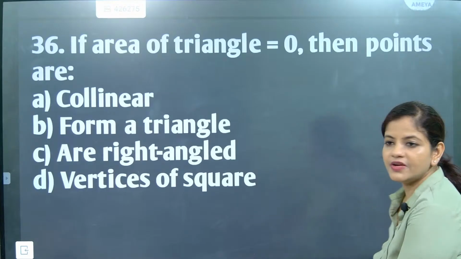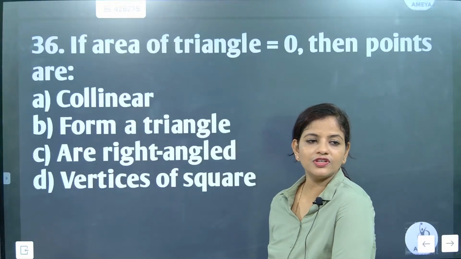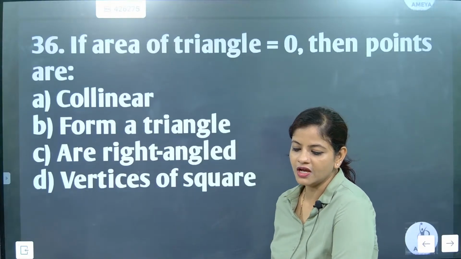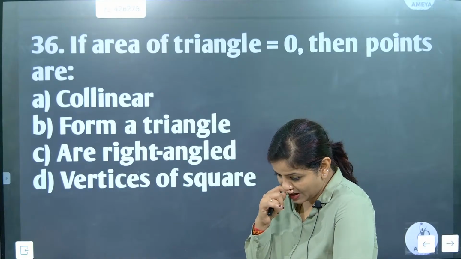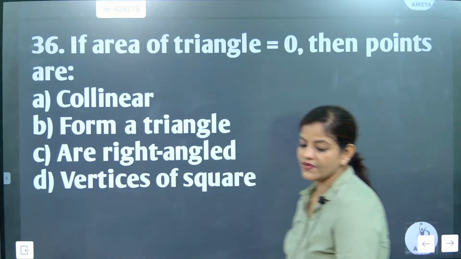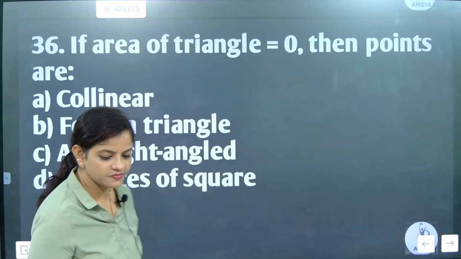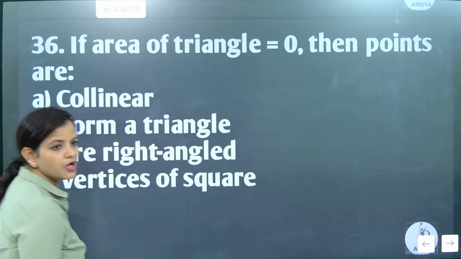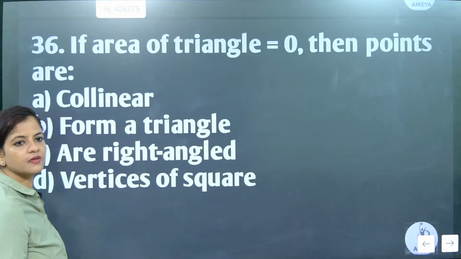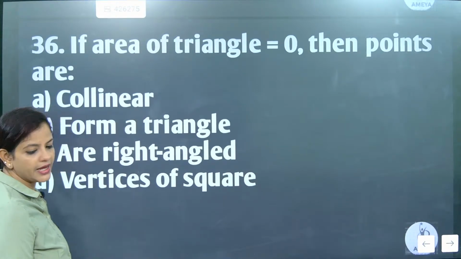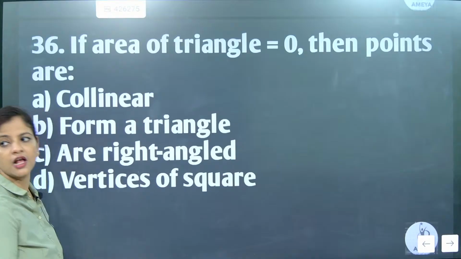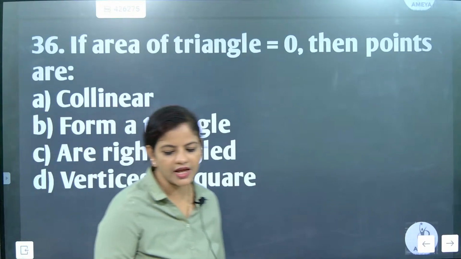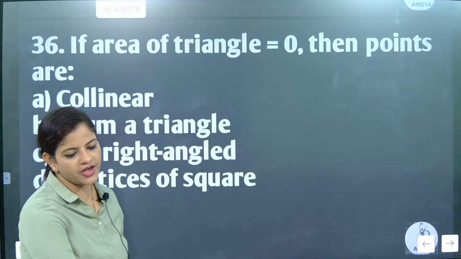See, a triangle is made with 3 sides. So if its area is 0, it means the 3 vertices are not forming a triangle. It is collinear. Did you understand this one, beta? Collinear means what, beta? Lying on a line. Absolutely correct. Collinear means lying on a line. Absolutely correct, Sophie.